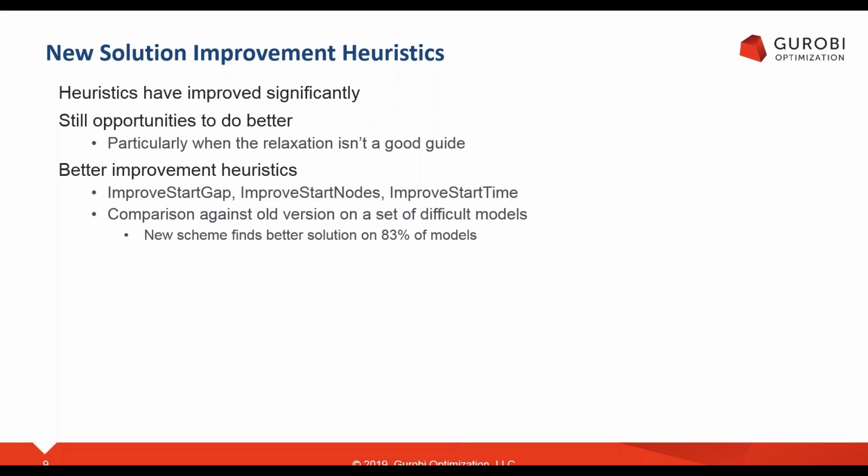And this is the one that we have significantly improved by adding a new component to it. And when we tested that on our own set of models that are too hard to solve to optimality, we can see that for 83% of those models, this new scheme that we added finds better solutions than the old scheme that we had in version 8.1.